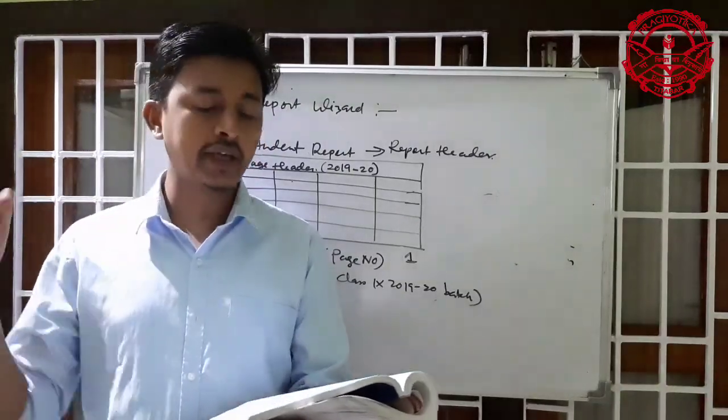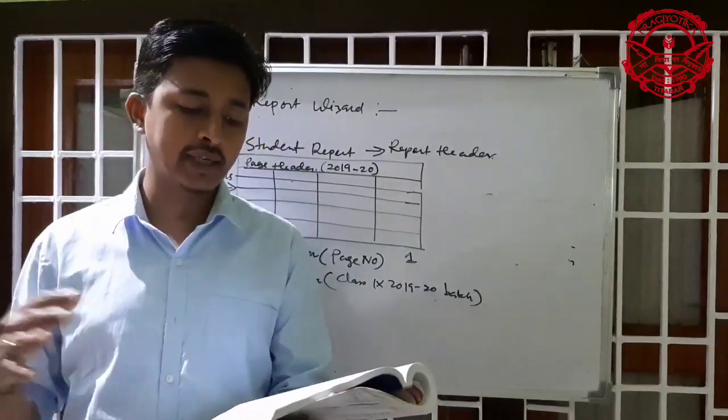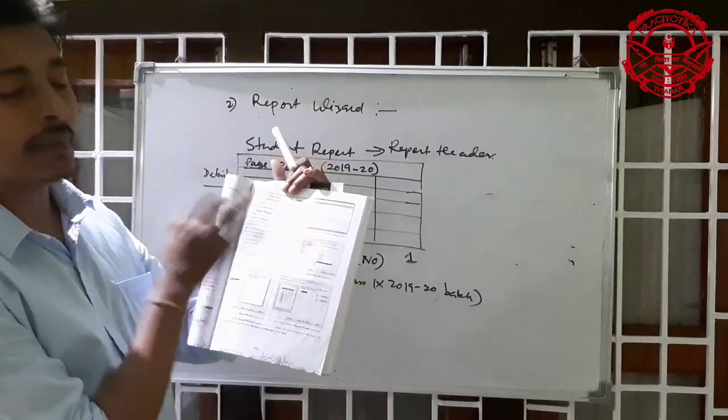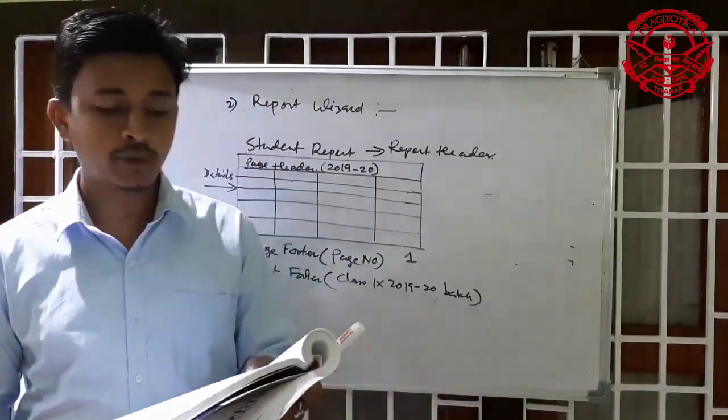In the report view of the create tab, after that the report wizard dialog box will appear. You can see in the book all the information is given here. Now you can see what happens after that. The next screen, report wizard, appears.